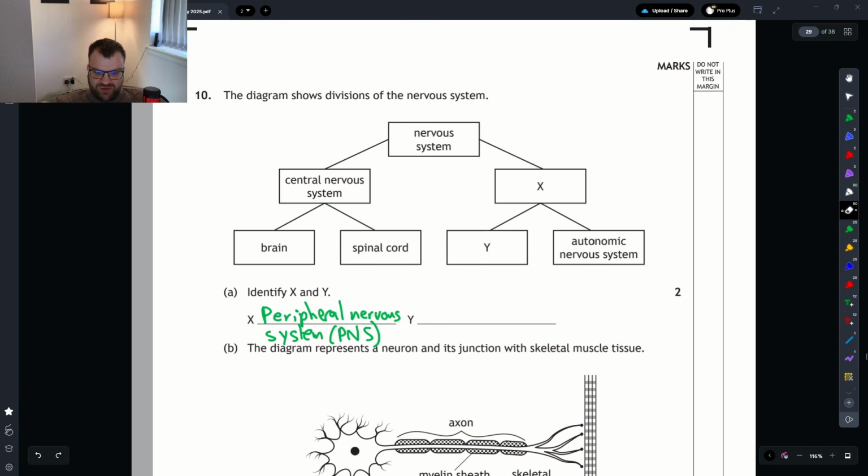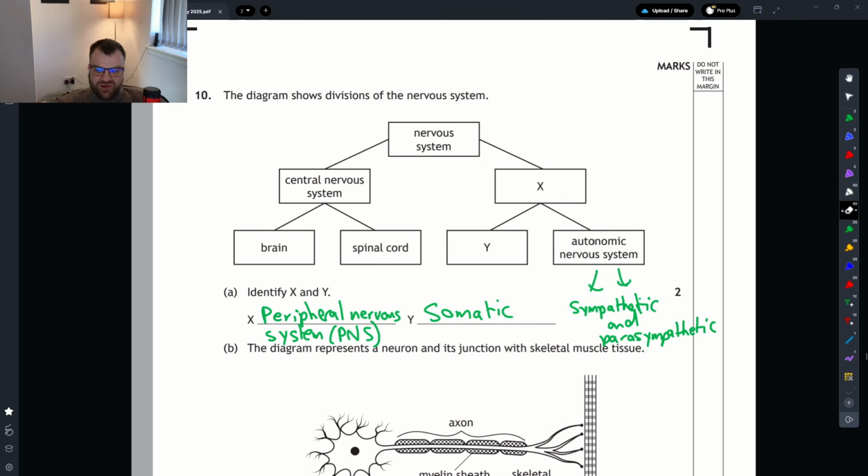Why is coming off of the peripheral one. Peripheral has the somatic, so that's the one that controls the skeletal muscles. And then autonomic is the one that's controlling the heart rate and breathing rate. That's going into your parasympathetic and sympathetic branches.